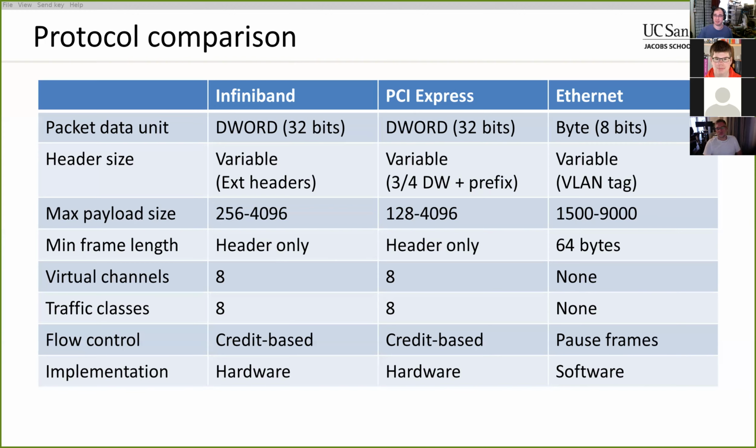Additionally, for InfiniBand and PCI Express, you can send 0 payload if you want. You don't need to pad it out. The header alone is perfectly fine. For Ethernet, you've got to pad it out to 64 bytes.